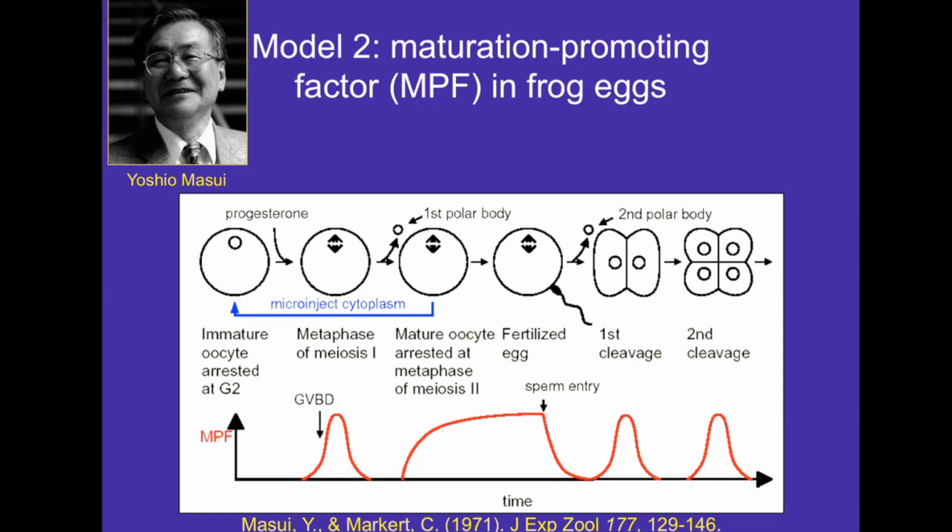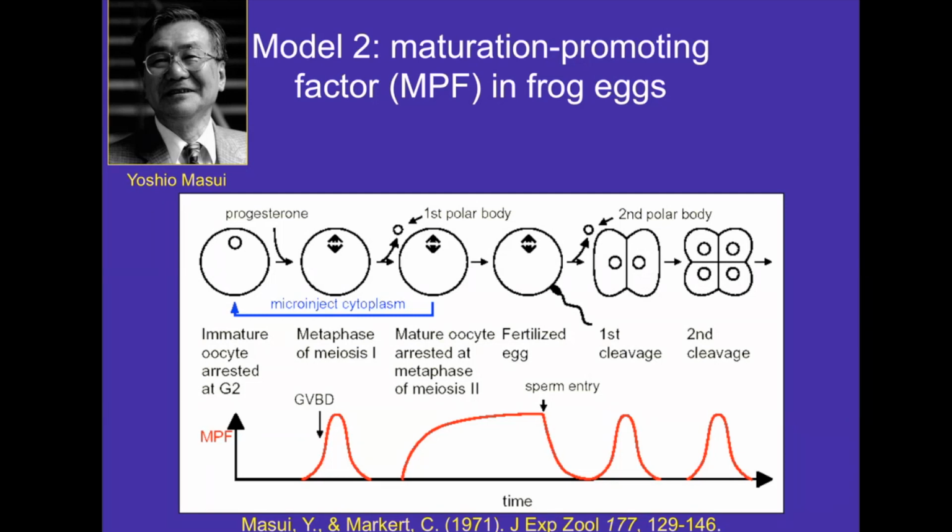And Masui's observation was that you could extract oocytes from the frogs surgically, and then you could bypass the requirement for progesterone stimulation by taking cytoplasm from the mature egg and injecting it into the immature oocyte, and that would induce this process of meiotic maturation. And that's possible because these cells are huge by comparison with our own cells. These cells are about 1 millimeter across. If you ever looked at frog spawn, the little black dots in the frog spawn are individual cells.